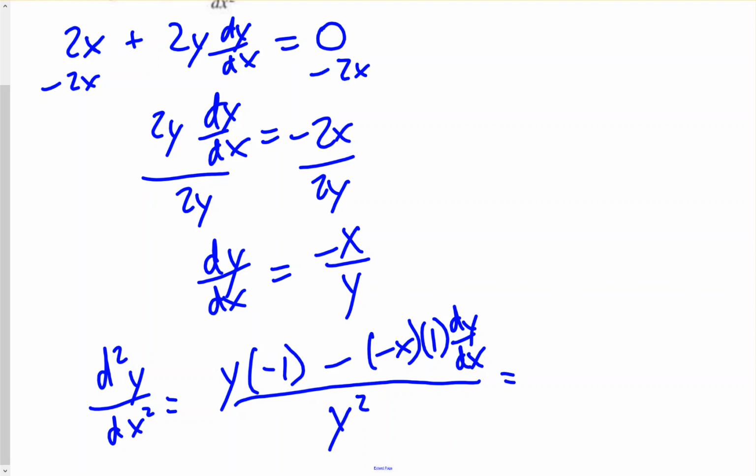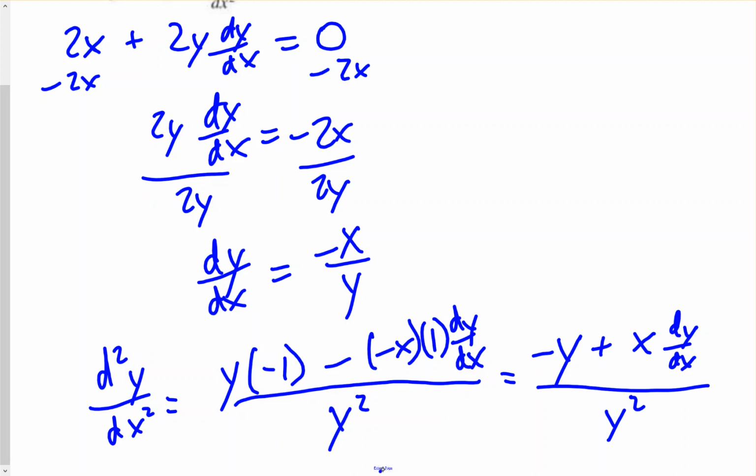Okay, so does that simplify at all? We have y times negative 1 is negative y. And then here we have a minus of a negative product, so that's going to be plus x times dy/dx, all over y squared.